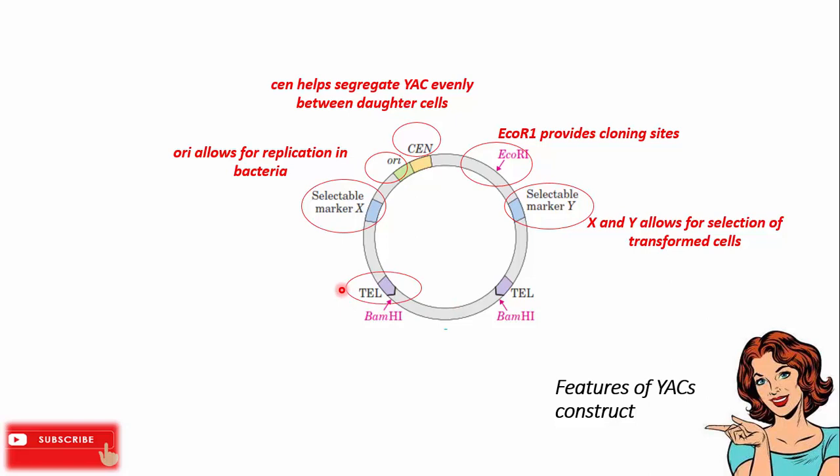Yeast artificial chromosomes also have telomeric sequences. Telomeric sequences are important for the stability of any chromosome in a eukaryotic cell.